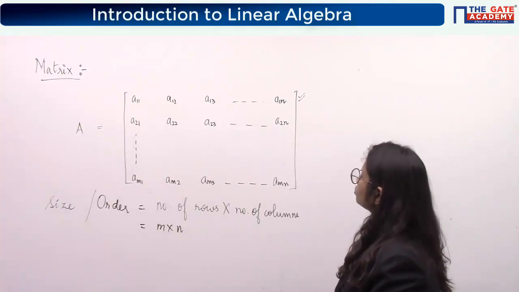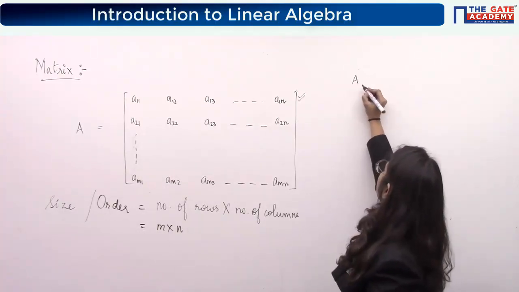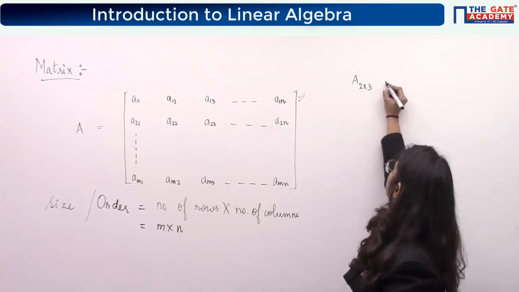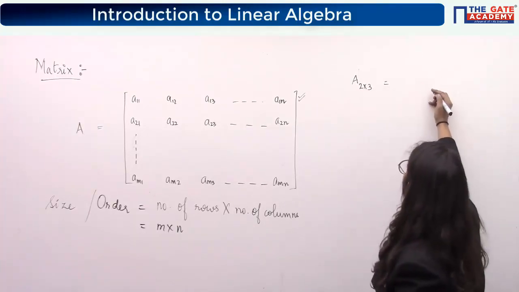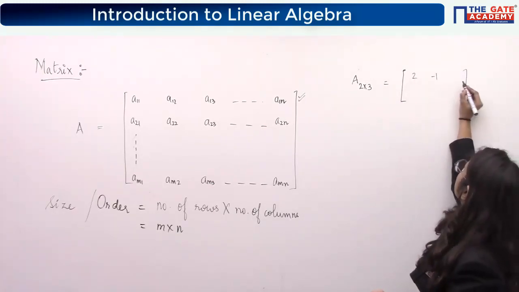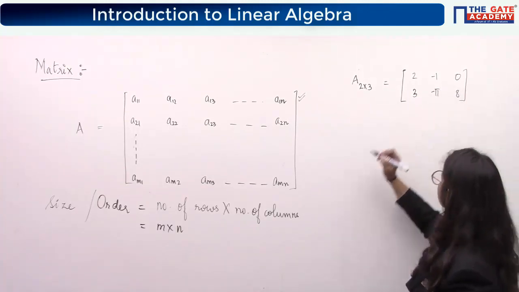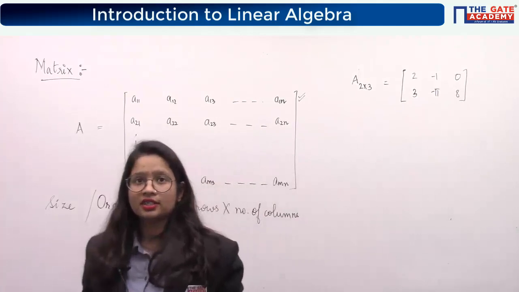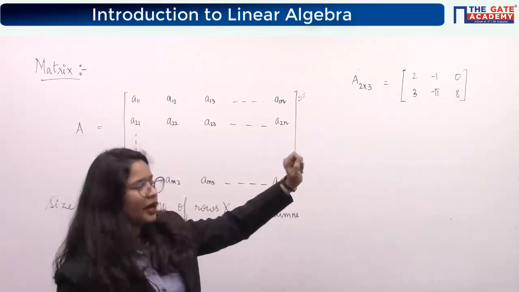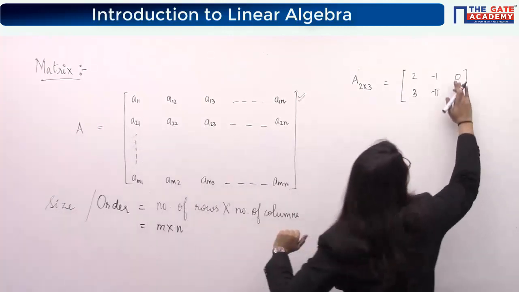Now we have one more thing. If I am writing an example, let's say there is a matrix of order 2 cross 3. Matrix of order 2 cross 3 means 2 rows and 3 columns. Let's say these are the elements of this matrix. Can I have minus pi as the element? Minus pi.